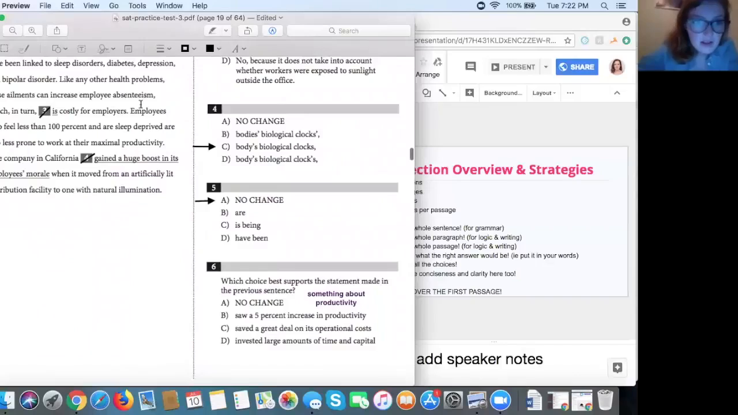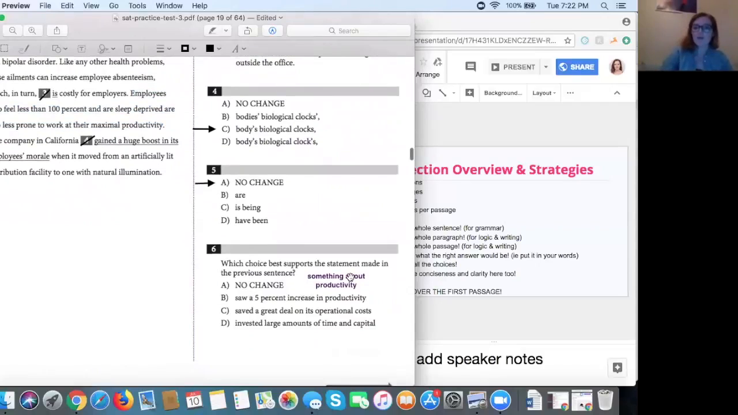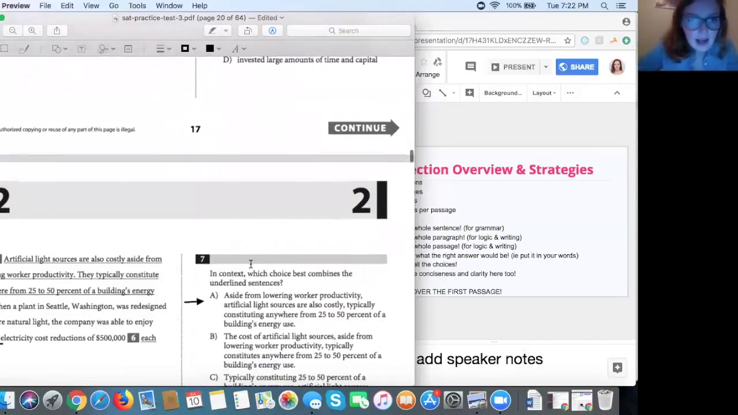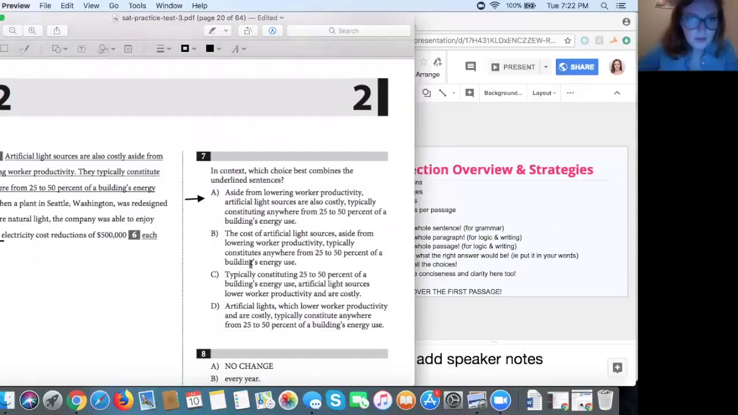The previous sentence: "Employees who feel less than 100% and are sleep deprived are also less prone to work at their maximal productivity." So my little note to myself was, okay, I'm looking for something about increased productivity. And only one of these options will give me that. This is how this anticipation strategy really works in the writing and language section as well as in the reading section. Excellent.